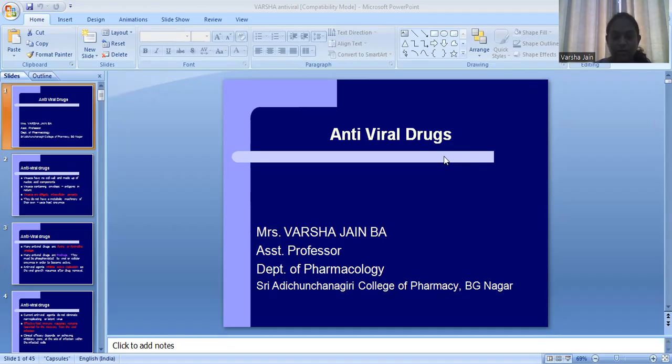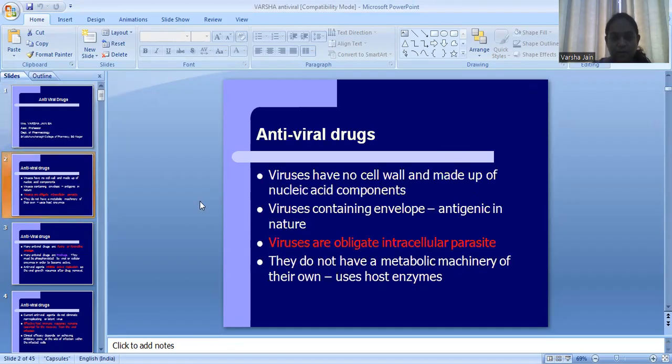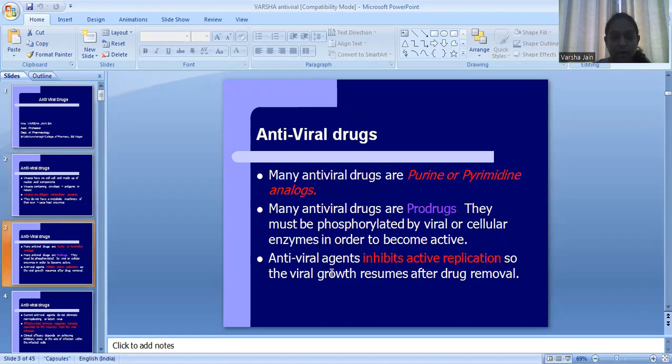Today I am going to discuss antiviral drugs. Antiviral drugs are the drugs used for the treatment of viral infections. A virus has no cell and is made up of a nucleic acid component. The virus contains an envelope that is antigenic in nature. Viruses are obligate intracellular parasites. They do not have metabolic machinery of their own and use host enzymes.